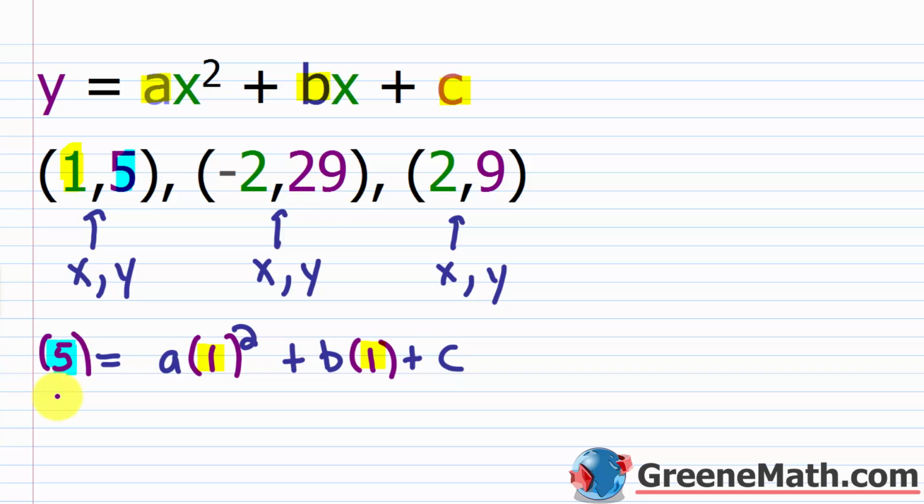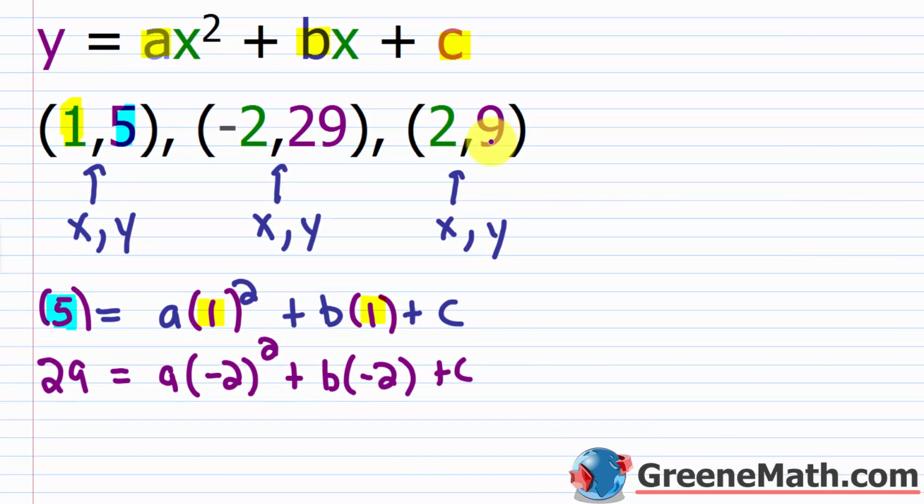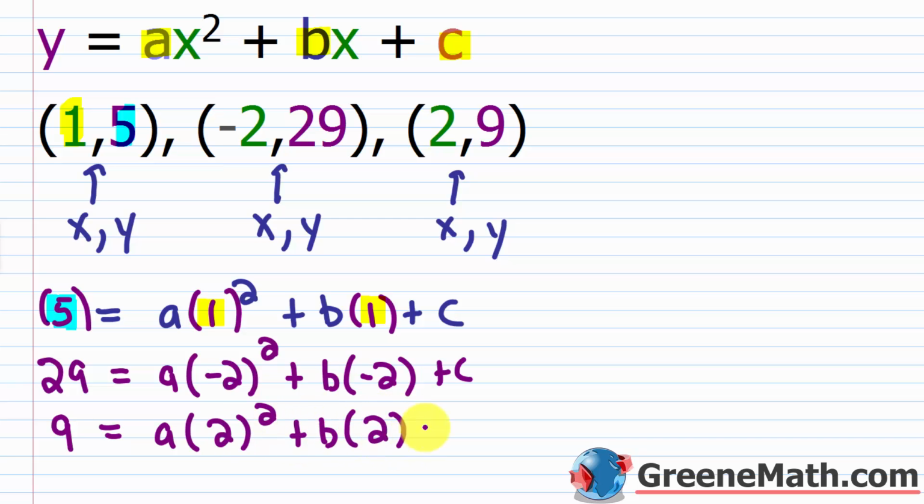For this guy, it's going to be 29 for y, and it equals a times, in my parentheses, -2, and that's squared, and then plus b times, again, -2, and then plus c. And then for my third equation, I do the same thing. So y is 9, so 9 is going to go out here, and this equals a times, in the parentheses, a 2, this is squared, then plus b times, again, a 2, and then plus c.